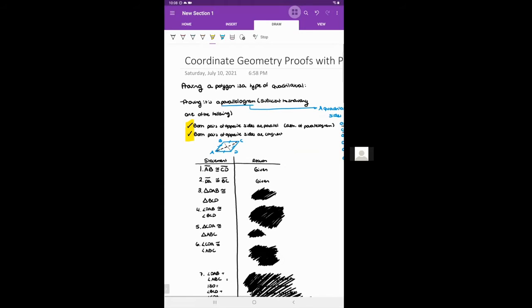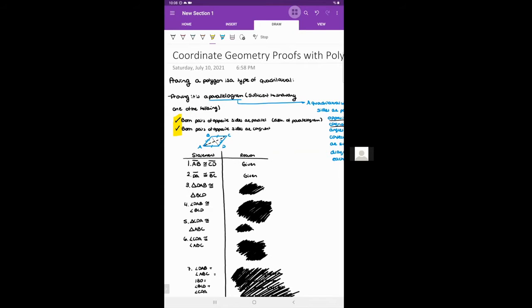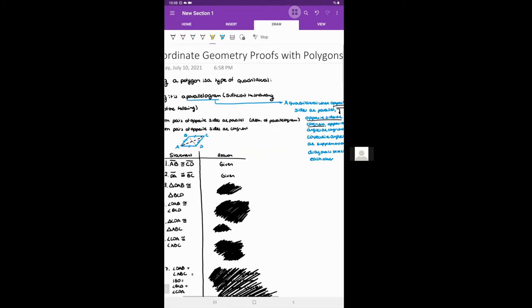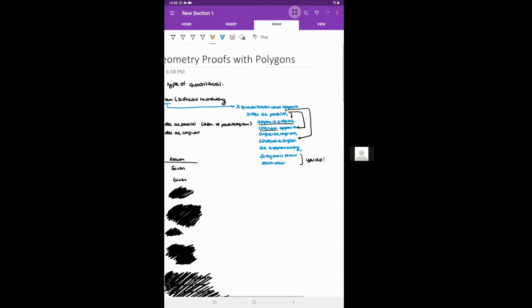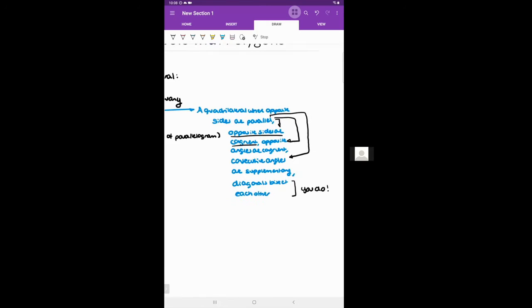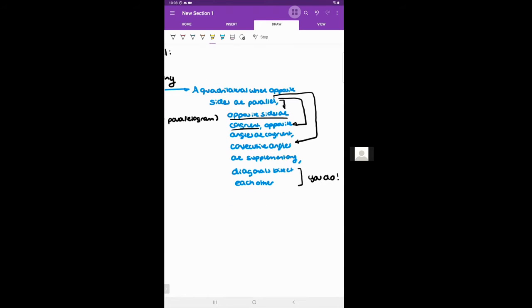So in this proof, I'm going to do some coordinate geometry proofs of polygons, showing that quadrilaterals are different types of quadrilaterals. First, proving that a quadrilateral is a parallelogram. To review the characteristics of a parallelogram, fundamentally it's a quadrilateral where the opposite sides are parallel.